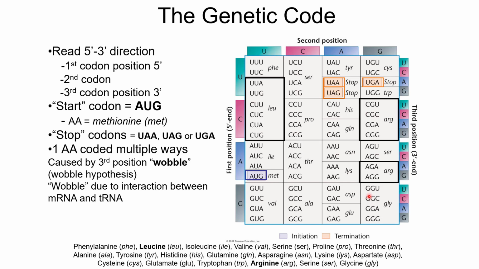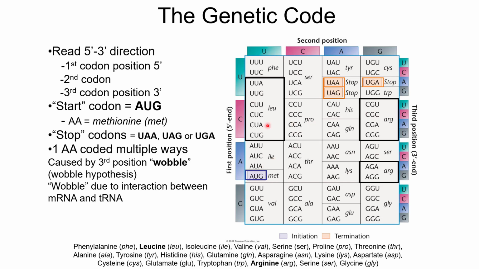But we also said that the code is degenerate. And what we mean by that is, if you look at leucine, all of these codons will result in a leucine amino acid being added onto our polypeptide chain. Our universal start codon is AUG. It codes for the amino acid methionine. The three stop codons that we have are UAA, UAG, and UGA. These are all nonsense codons. You'll notice there are no amino acids that they code for.